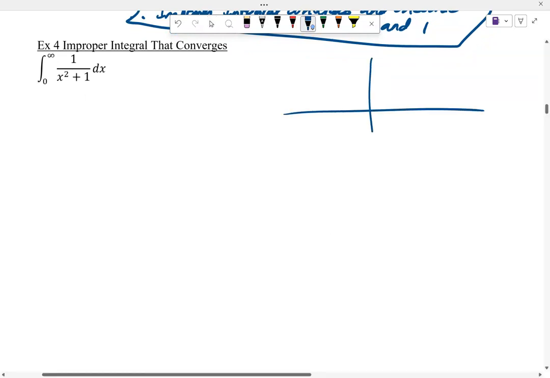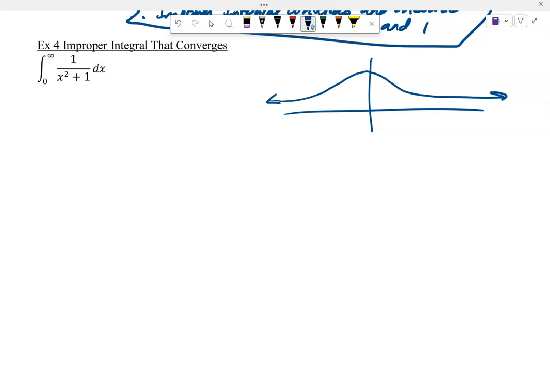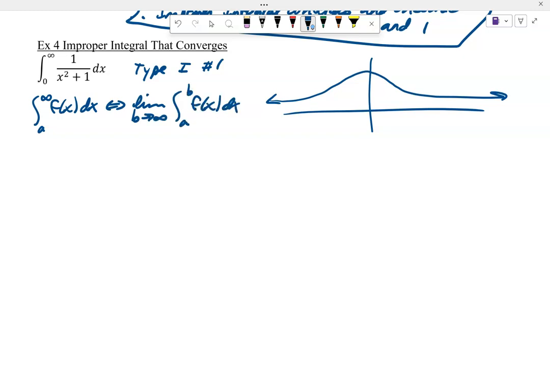All right, here we've got 0 to infinity, so we've got another type 1, number 1, infinite limit here. So type 1, number 1 again. From a to infinity, it's the same as the limit as b goes to infinity from a to b. And so here we've got 0 to infinity of 1 over x squared plus 1 dx.